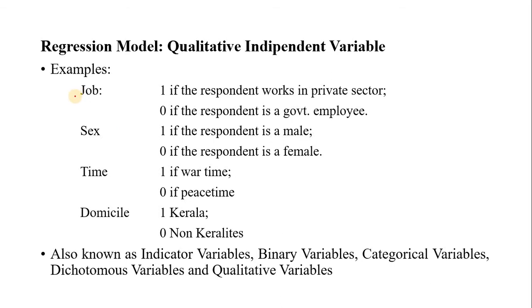The first one is job. How can we specify the job? Suppose there are two job sectors, private sector and government sector. Then you can assign one to a sector, private or government, and zero for the other sector. So here I have assigned one for the private sector and zero for the government employee sector.